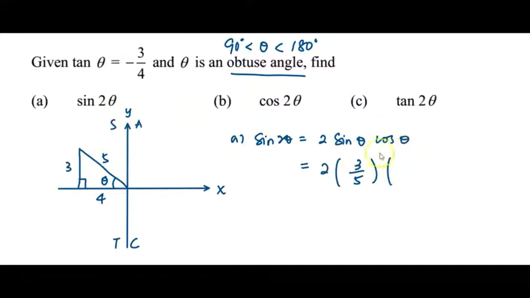To get cos theta, we refer to the same diagram. Cos has the ratio adjacent over hypotenuse, that is 4/5. And for the cosine, in the second quadrant, the cosine has to be negative. So we need to mark down negative here. Now you can simplify your answer. We have -24/25. So this is our sine 2 theta.